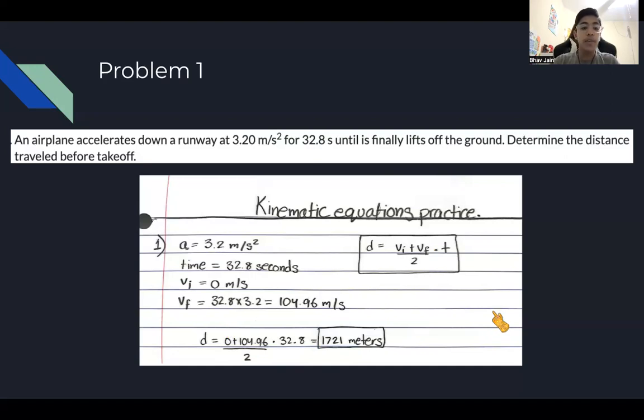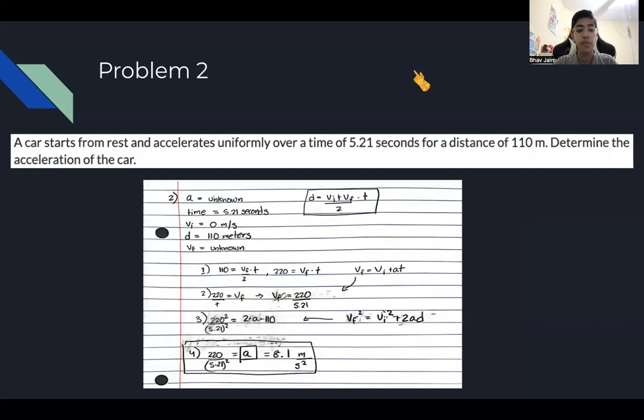Now, if we wanted to solve this problem for any other variable, we could use the same set of equations to solve that, which will be seen in the second problem shown here. A car starts from rest and accelerates uniformly over a time of 5.21 seconds for a distance of 110 meters. Determine the acceleration of the car.